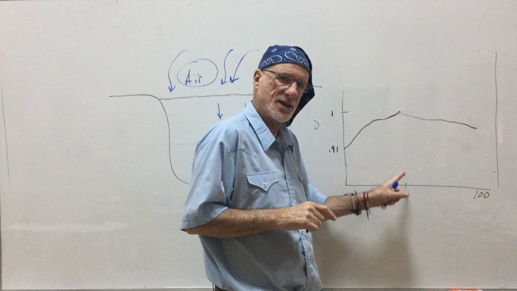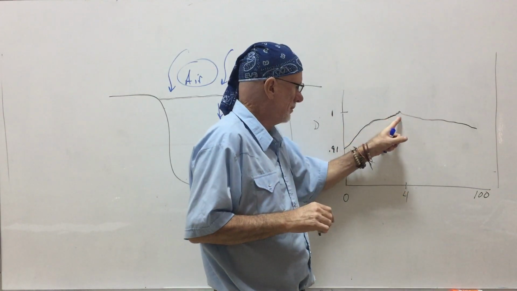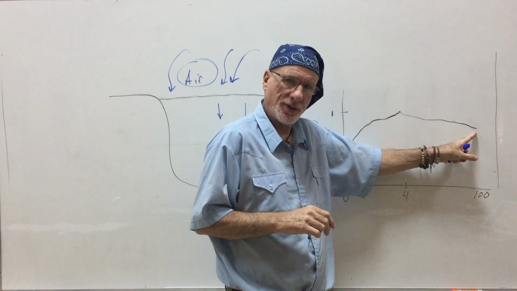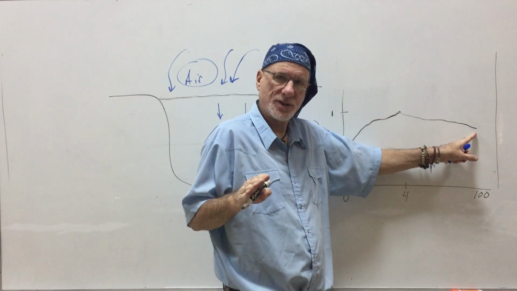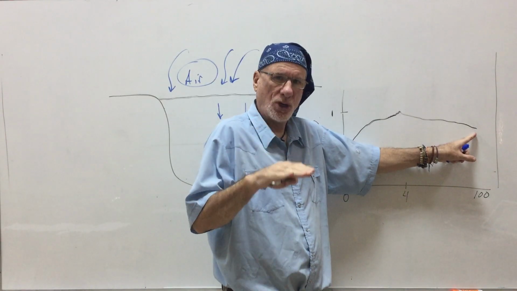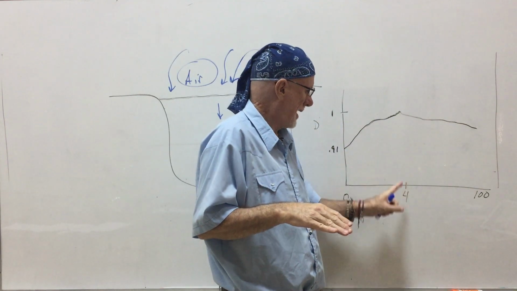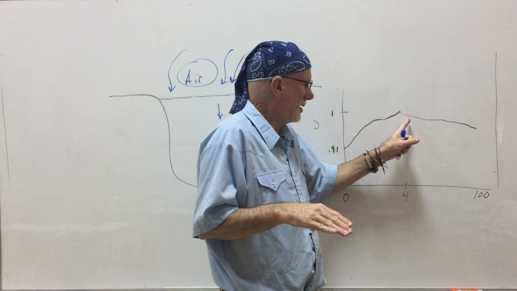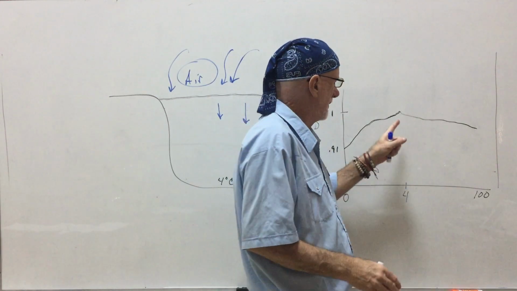At 4 degrees Celsius, it's 1. Higher than 4 degrees, it's less than 1. It's 1 gram per milliliter at 4 degrees Celsius. If I warm the water, it's going to become less dense.